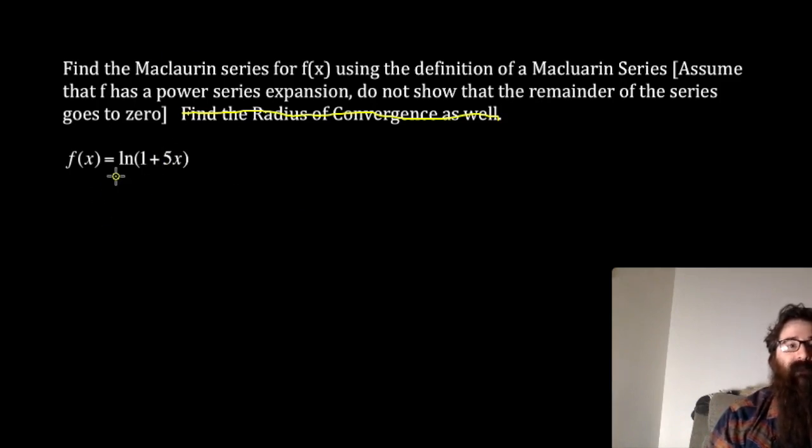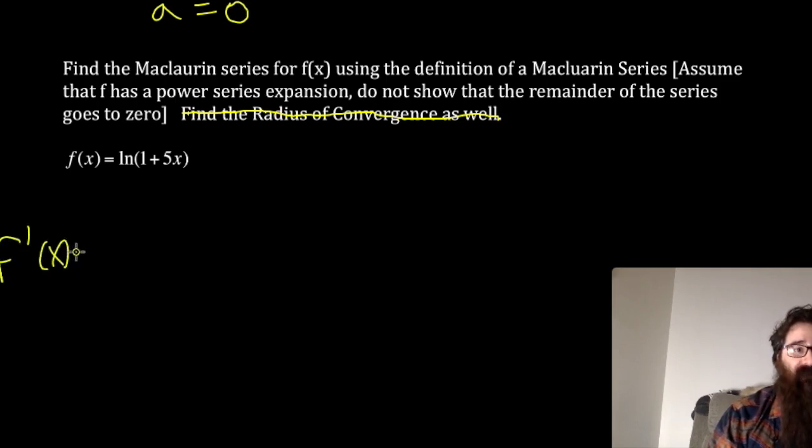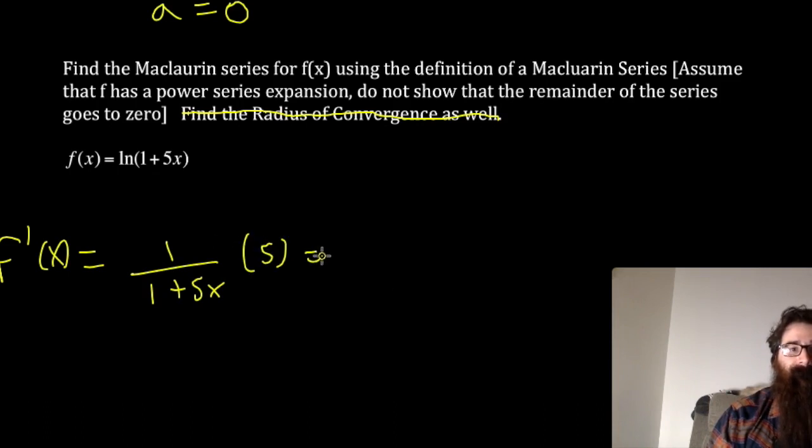And here we have the function ln of 1 plus 5x. Remember, Maclaurin series means centered at a equals 0. If I find f prime of x, the derivative of natural log of 1 plus 5x, I need chain rule. Derivative of natural log of stuff is 1 over stuff. So that's 1 over 1 plus 5x. And then times the inner derivative is 5. And since I have to differentiate this again and again and again, I am going to clean this up. I'm going to write this as 5 times, so here's my 5, times 1 plus 5x to the power of minus 1.